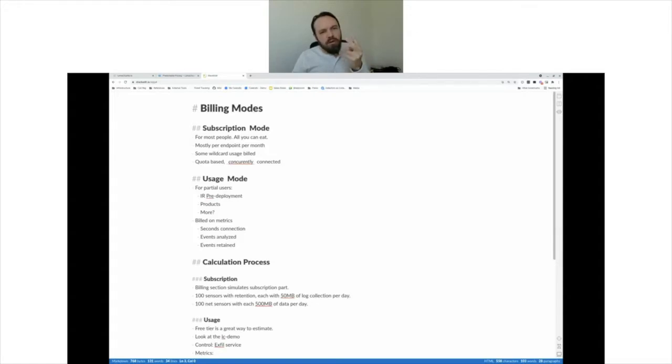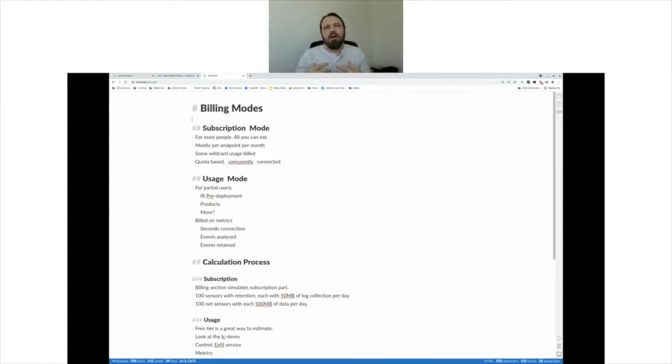The two other metrics are the number of events analyzed. That's what we get in, and you can run through the D&R rules and all of that. And the number of events retained. So if you have Insight retention, again, you're not paying per endpoint, you're going to pay per event specifically.